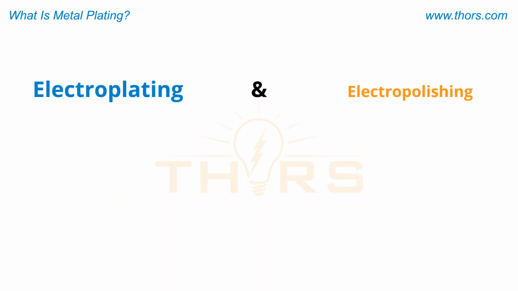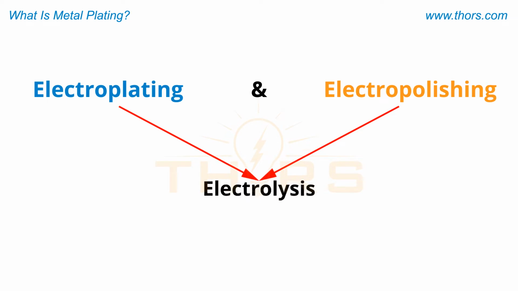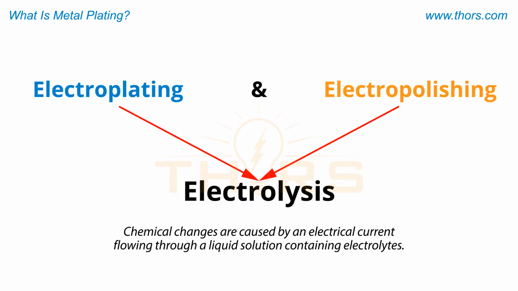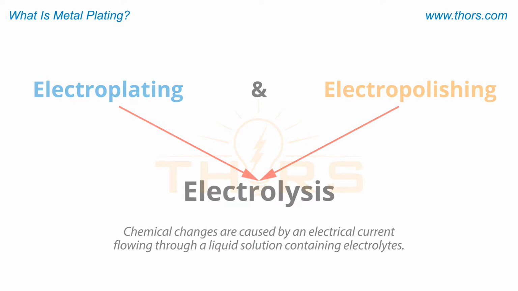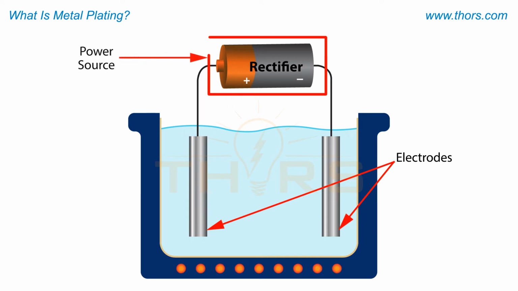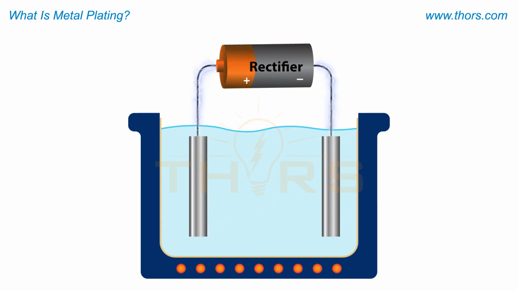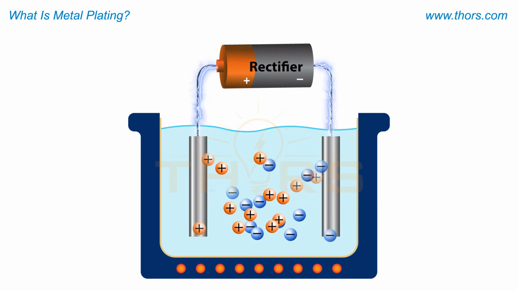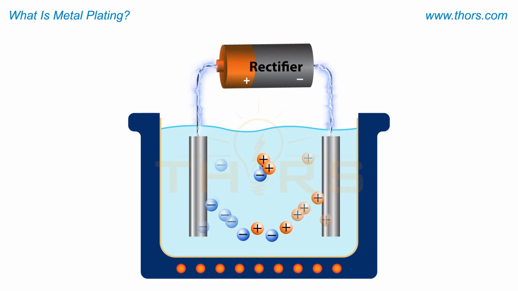Electroplating and electropolishing are performed through electrolysis, in which chemical changes are caused by an electrical current flowing through a liquid solution containing electrolytes. Metal plates or electrodes are inserted into the liquid solution and attached to a power source. A current is applied, giving the electrodes opposing charges and allowing for ions to flow. An oxidation-reduction reaction occurs as opposing electrical charges attract.